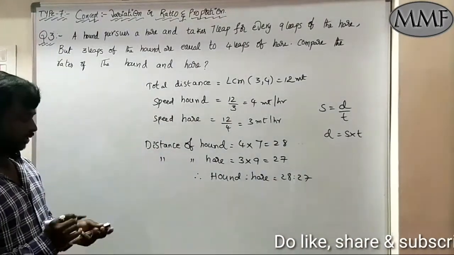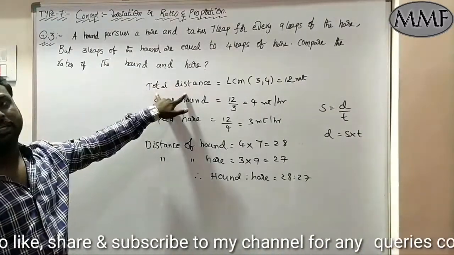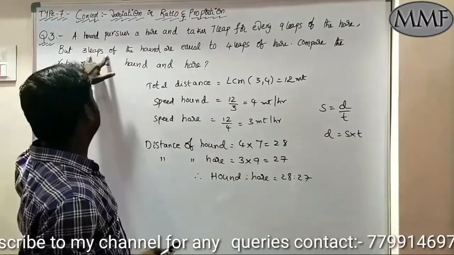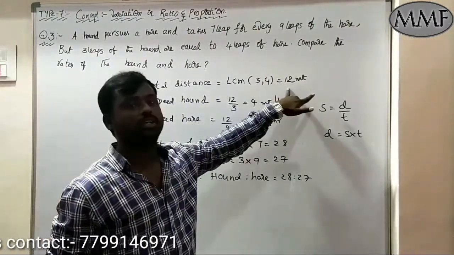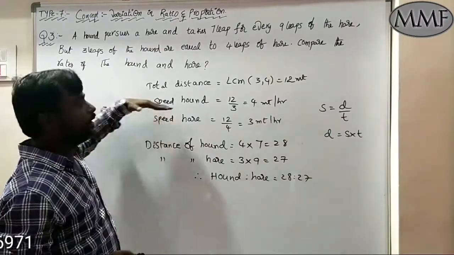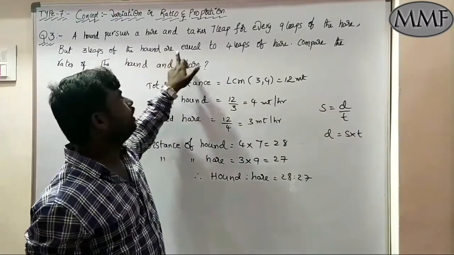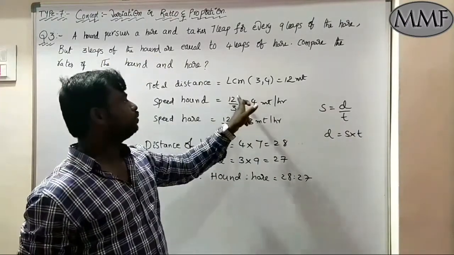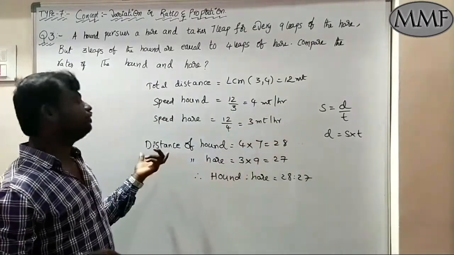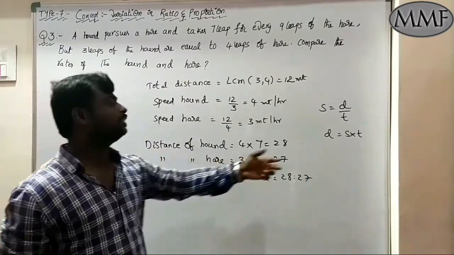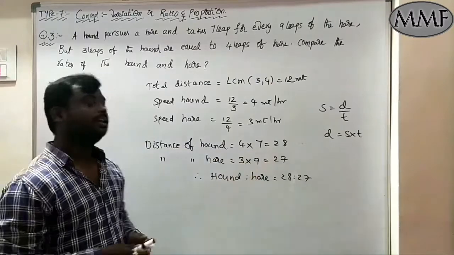Clear? So like this we can do all these questions. Here first, the total distance is the LCM of 3 leaps of hound equal to 4 leaps of hare. That's what we do. That is 12 meters. Then speed of hound is equal to distance by time. Distance is 12 and it takes 3 leaps of hound equal to 4 leaps of hare. That's why 12 by 3, 4 meters per hour; 12 by 4, 3 meters per hour. Then I need to find the original distance. Distance d is equal to speed into time. That's what I am doing. 4 into 7, 28. What is the logic?